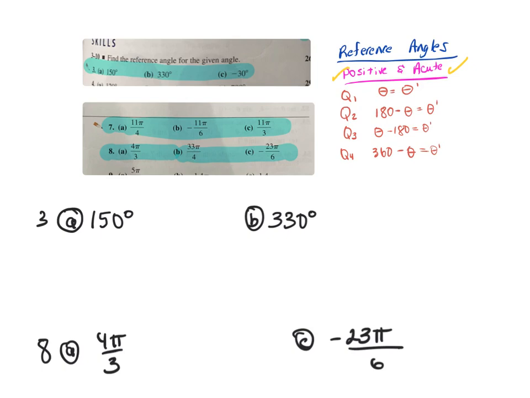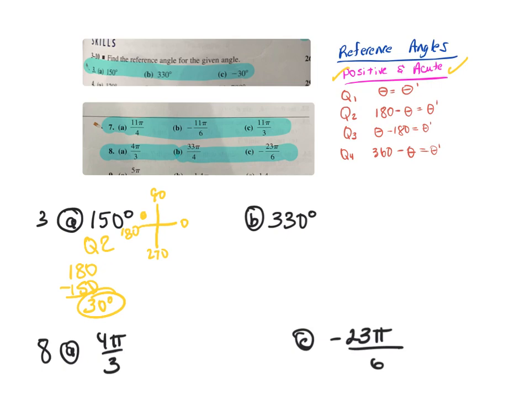So if I look here at 3A, I have 150 degrees. Well, in order to figure out where that is, what quadrants, we can just write down our four quadrants, and I say 150. Well, 150 is going to be over here, in between 90 and 180. That's in quadrant 2. So the rule for quadrant 2 is 180 minus the angle given. So 180 minus 150 gives me 30 degrees. To check that, is your angle acute and positive?